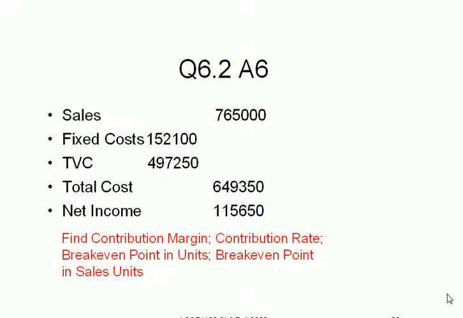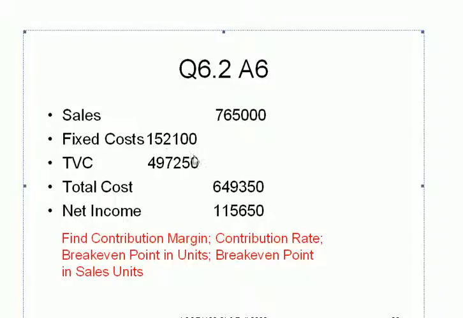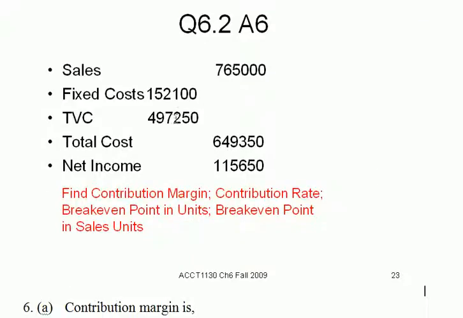So this is a YouTube for question 6.2a6 from the course textbook. Notice that there may be a mistake in the slide for question 6.2a6 about the fixed cost. So if you have anything different from what I have here for fixed cost 152,100, please change it. The correct version is on the screen now.